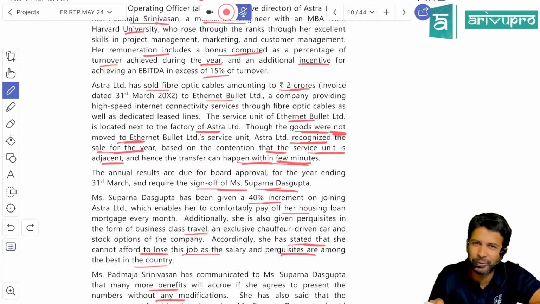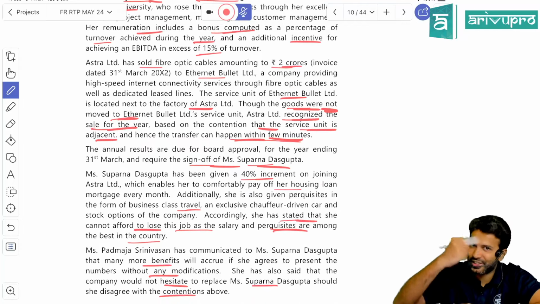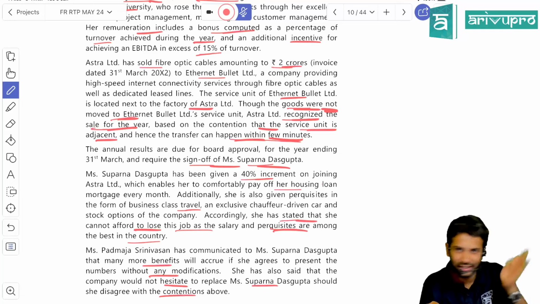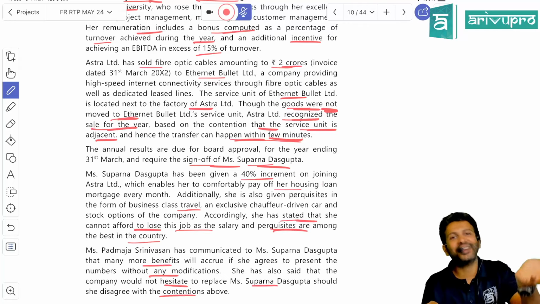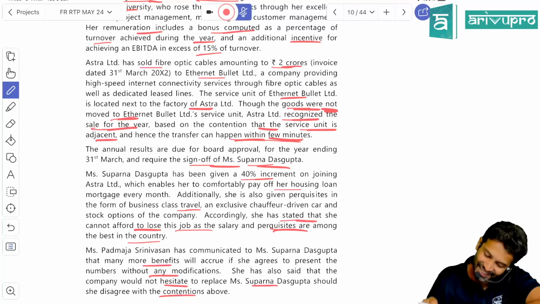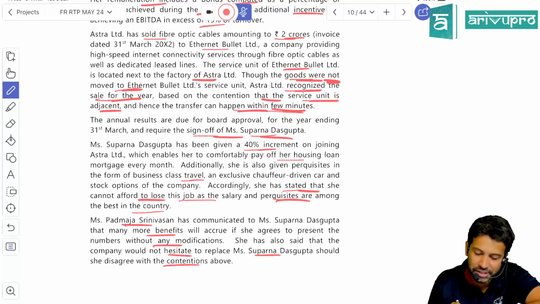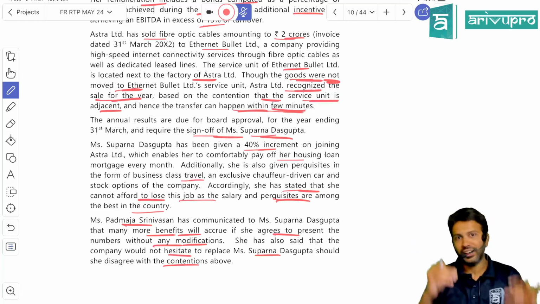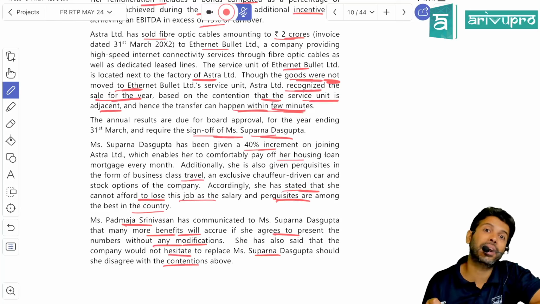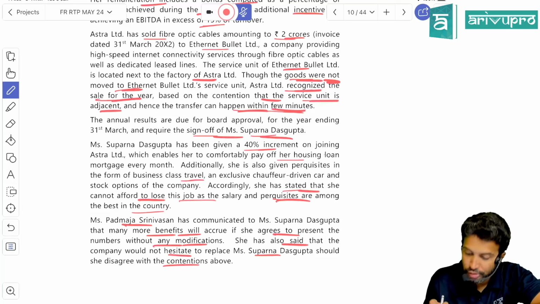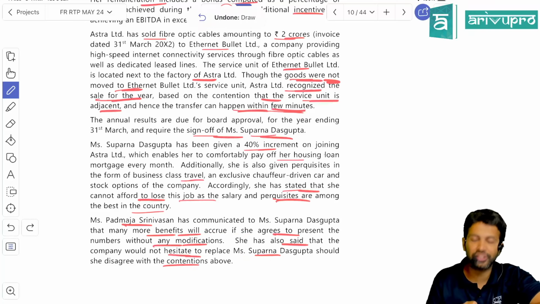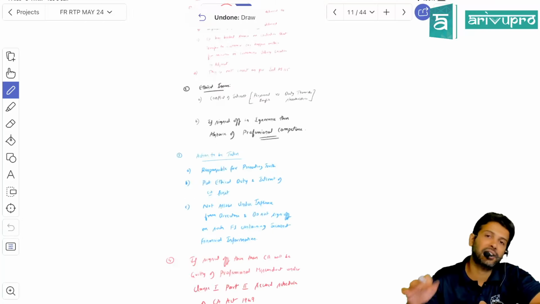So you got to know the ethical dilemma over here, because they've done something wrong. Suparna has to sign off on this, right? If she does not sign off, probably she'll lose her job and all this incentive. But what they've done is wrong. So ethically, she's not supposed to sign off on this. Yes. Now, the other director, Padmaja Srinivasan, has communicated to Suparna Dasgupta that many more benefits will accrue if she agrees to present the numbers without any modification. So, if you just sign off, I'll give you more; Suparna will be getting more incentive in future, it seems. She has also said that the company would not hesitate to replace Suparna Dasgupta should she not agree with the contentions above. So, if she says she'll not sign off, then she might get fired.